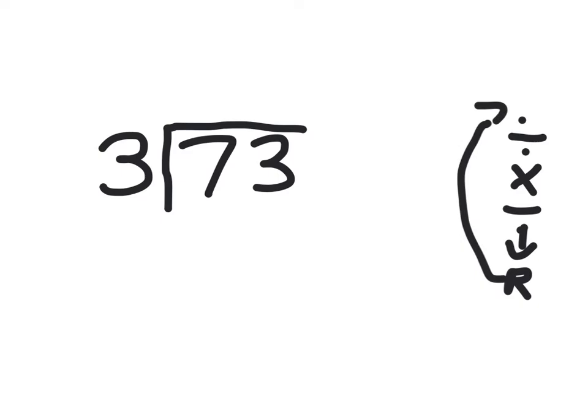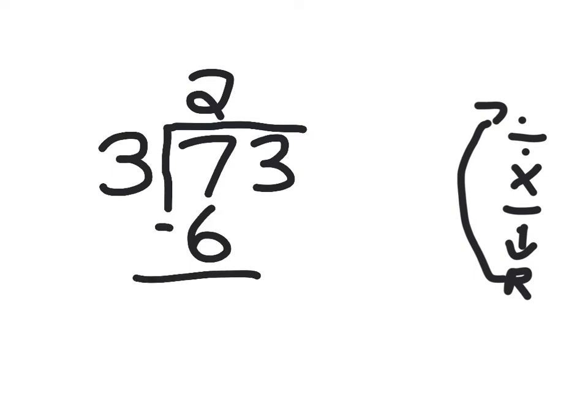All right, so start off with divide. 3 goes into 7. How many times? We're going to say twice, because 2 times 3, see that's our second step, is multiply. 2 times 3 is 6. And we subtract. 7 minus 6 is 1. We bring down the 3. We have a 13. Now we have to do it all over again.